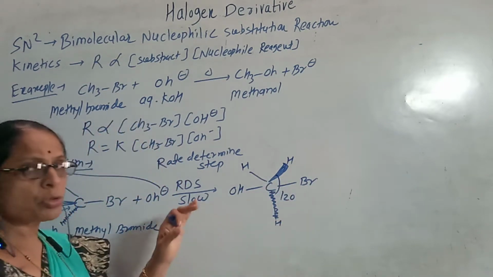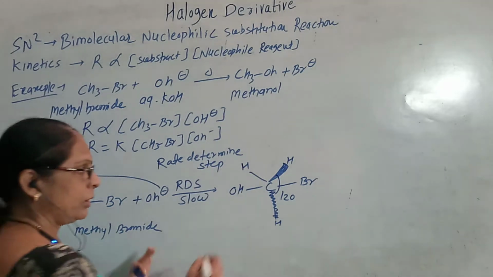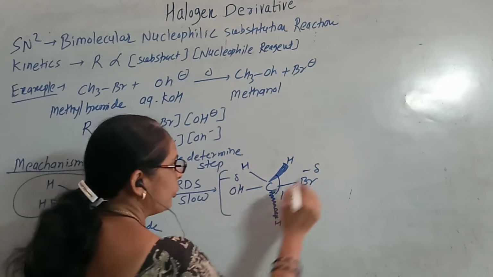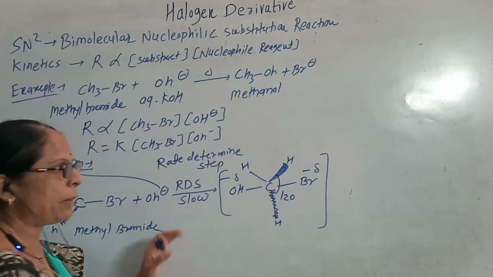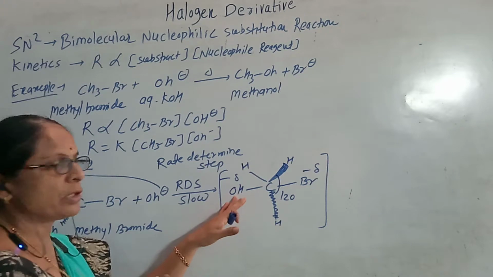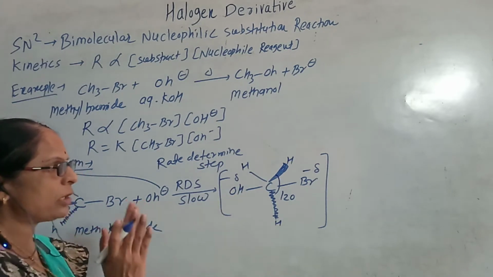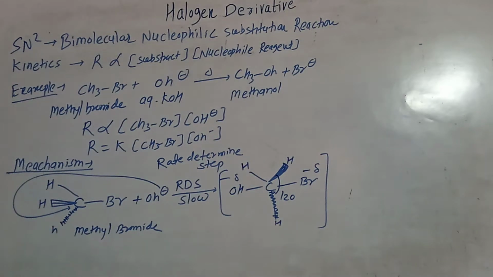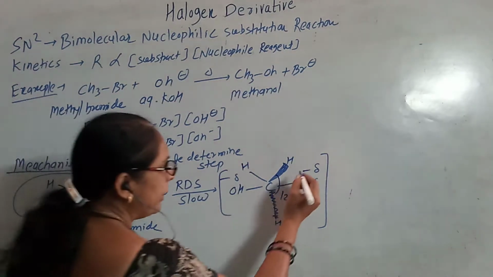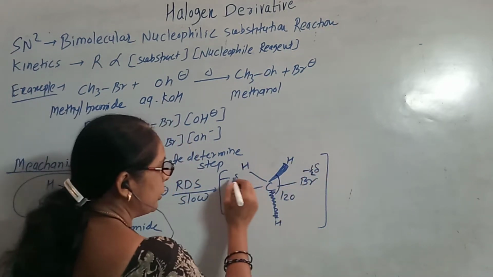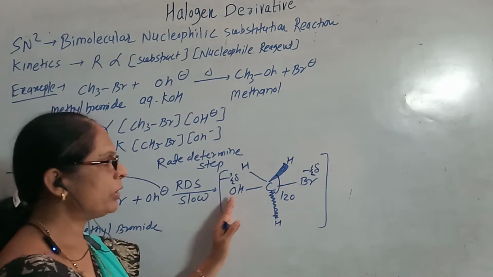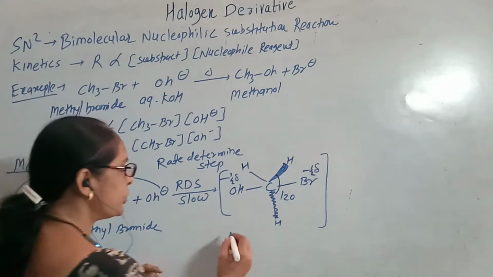Now the carbon here shows a pentacoordinate state. Now the negative charge is partially divided between both bromine and oxygen, so here half a negative charge is on the bromine and half a negative charge is on the oxygen. So in this way, a partial negative charge is given on both the oxygen and bromine. So the one charge is now divided as halves. So remember, this is a transition state.